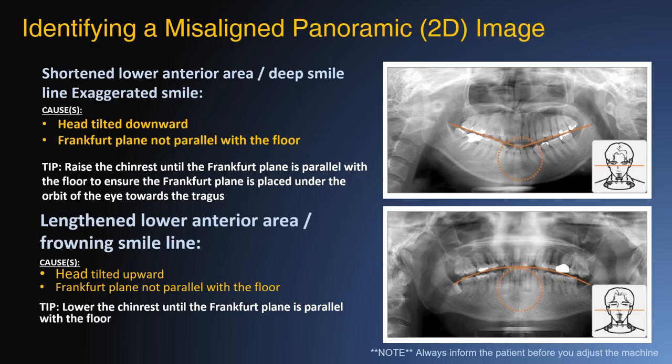Lengthened lower anterior area and frowning smile line. The cause of this is that the patient's head is tilted upward. The Frankfurt plane is not parallel with the floor. To fix this issue, lower the chin rest until the Frankfurt plane is parallel with the floor.